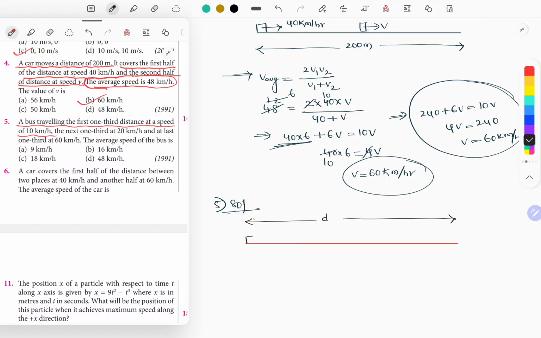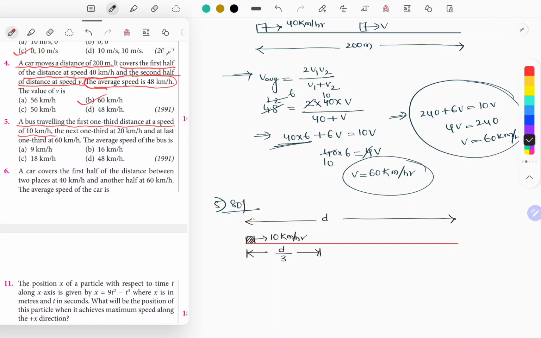What is the initial velocity of the object with which it is moving? It is going to be 10 km per hour. This is only up to the first 1/3. First 1/3 in the sense 1/3 of total distance. Total distance I assumed as d.